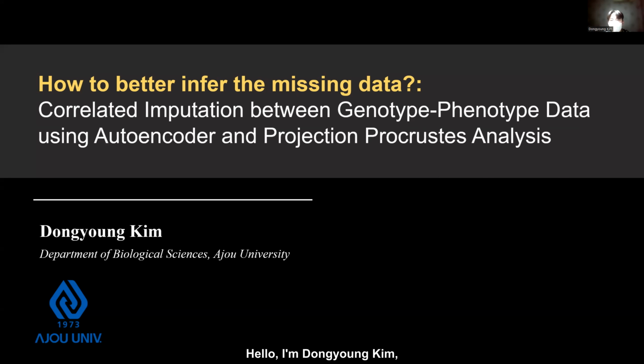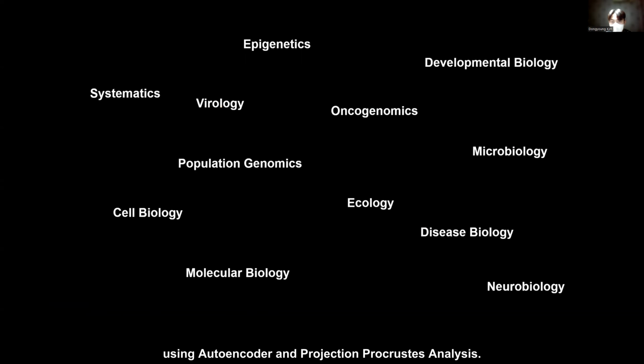Hello, I'm Dongyoung Kim, currently a senior at Aju University, Department of Biological Sciences, taking an advanced bioinformatics class. For the final project, I progressed the project focused on how to better infer missing data. The presentation topic is correlated imputation between genotype-phenotype data using autoencoder and projection Procrustes analysis.